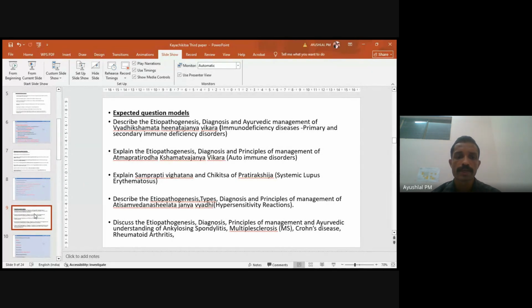Another question: explain the etiopathogenesis, diagnosis, and principles of management of Atma Pratirodha Kshamatva-janya Vikara, that is nothing but autoimmune disorders. So write different autoimmune disorders, what it means actually. Then for different conditions based on avastha, you can write treatment. So mainly go for modern management initially, then write Ayurvedic treatment options.